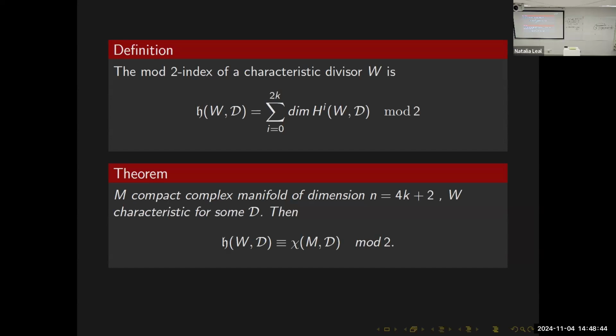So, in summary, this theorem is giving an interpretation of Rochlin's theorem in the complex analytic setting, because in that case, W had to be smooth. Here, it can be a divisor, but M has to be smooth. So, can this be done more generally? I don't know.